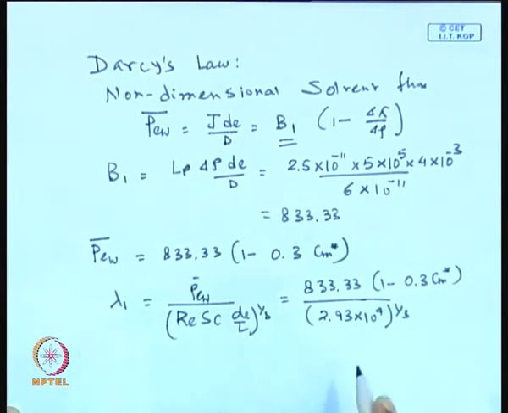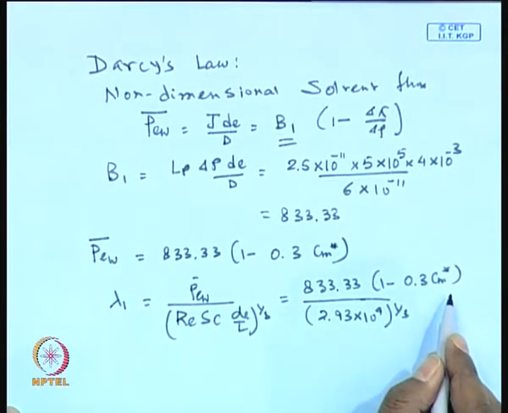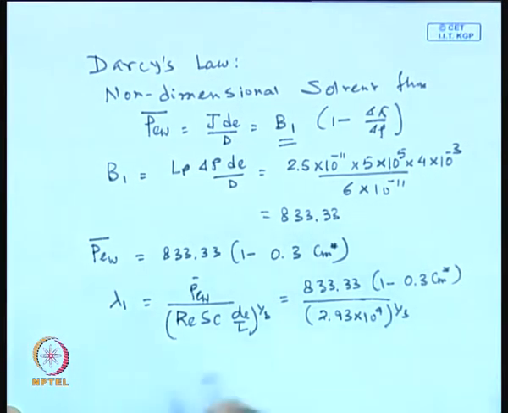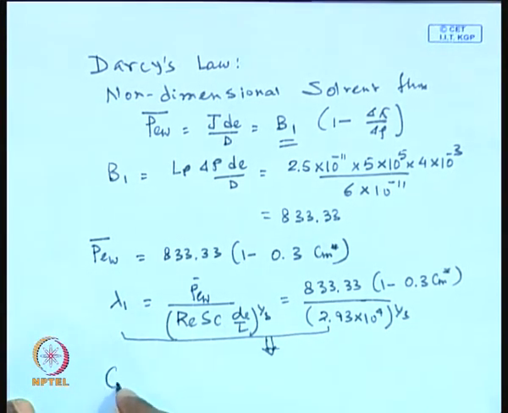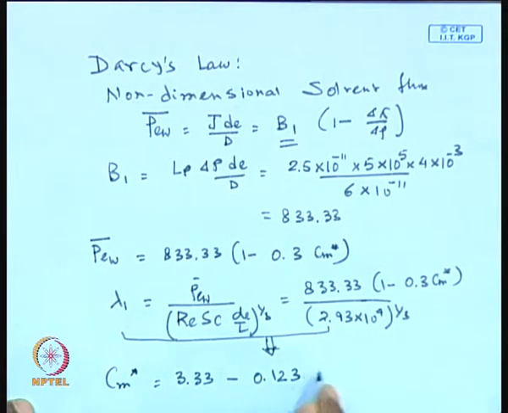Now, you can rearrange this expression to express Cm star in terms of lambda 1. If you rearrange this equation, you can get Cm star equal to 3.33 minus 0.123 lambda 1.